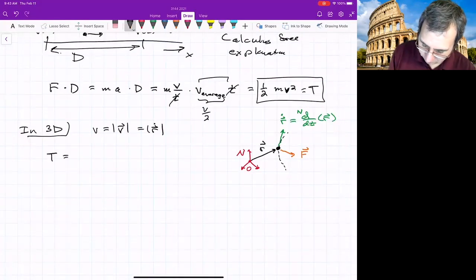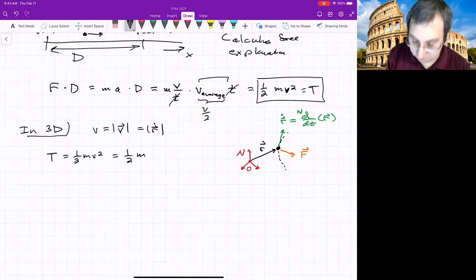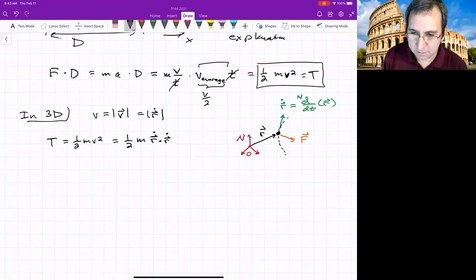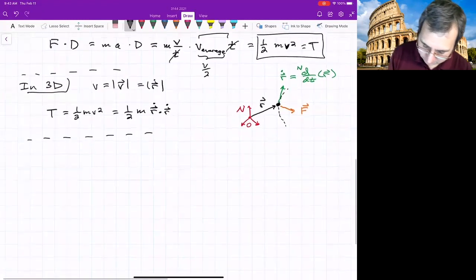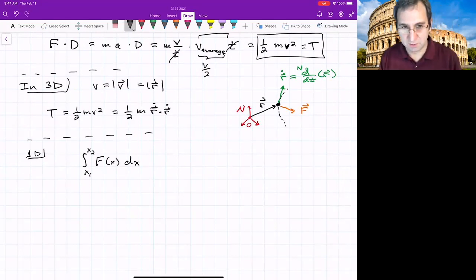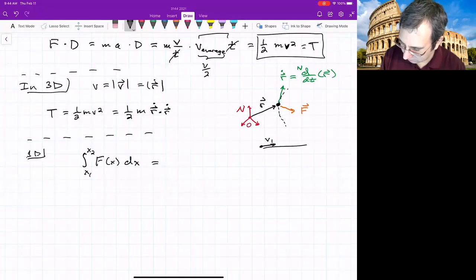So in 3D, we could write the kinetic energy. It is still 1/2 mv squared. But if we want to write it in terms of the vector of the velocity, this is r dot dotted with r dot. You can write it that way. How does this relate to the total energy? Well, let's go back to the 1D world. We started out writing this as the work done on the particle. And now I'll write F as a function of the position x, going from one speed v1 to another speed v2, with a force acting the whole time.